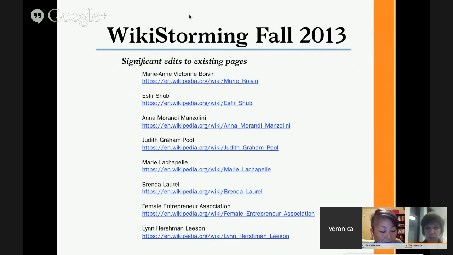Brenda Laurel, revisions were made to her page, but were also made by other students in FemTechNet. So that student was able to go through the revision history of the Brenda Laurel page, and see what other revisions and additions were made by other FemTechNet students in California while being here in New York.